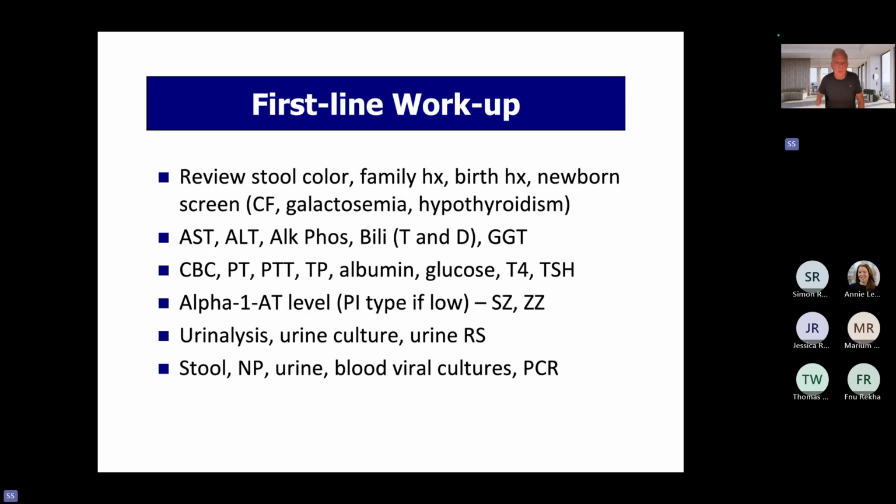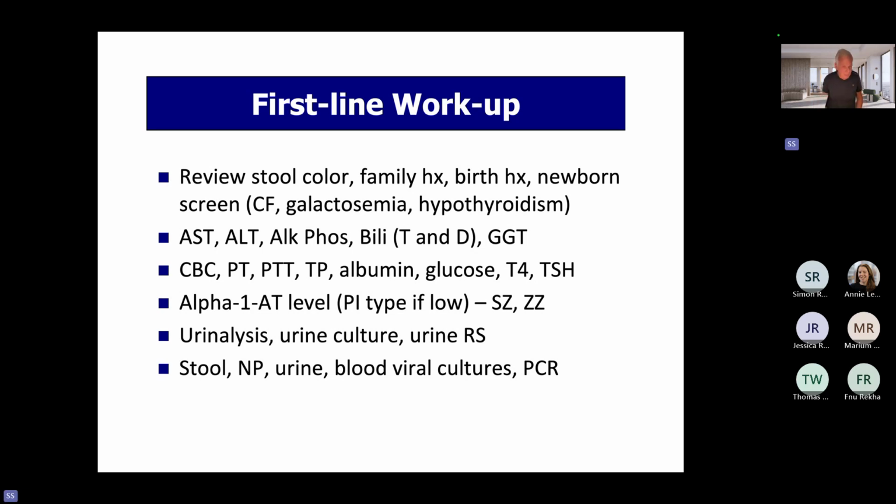The first line workup is to review stool color, get a family history, a birth history, check the newborn screen, get your liver studies. This is all standard stuff before the diagnosis. We typically get an alpha-1 antitrypsin level. One does not have to do PI typing if that level is normal.